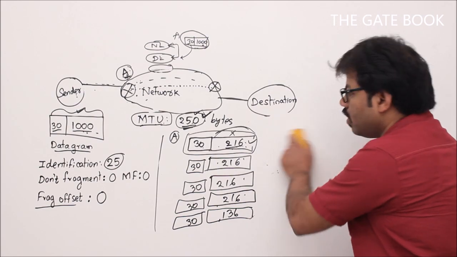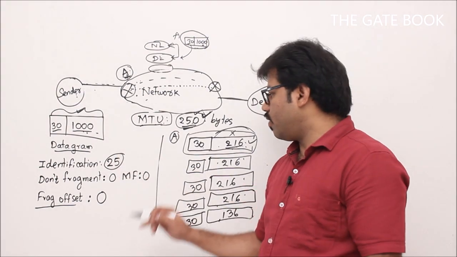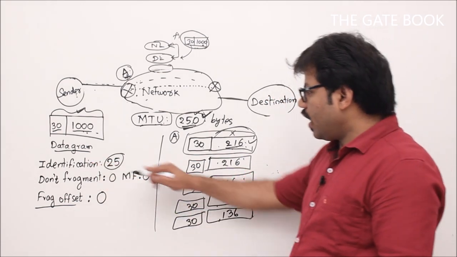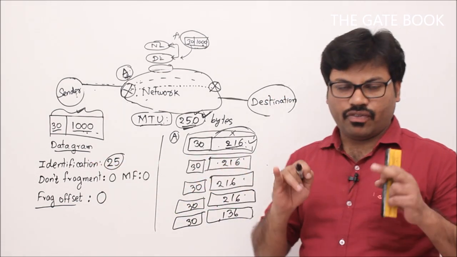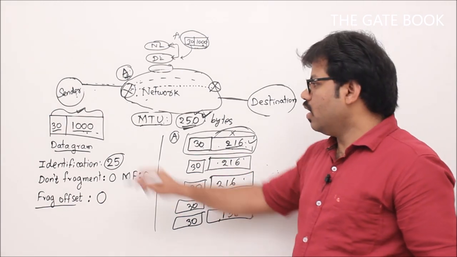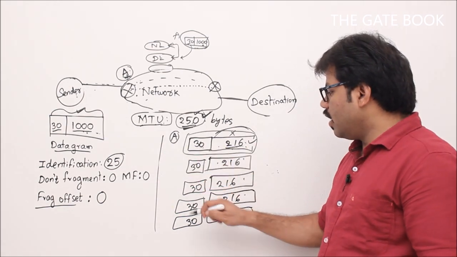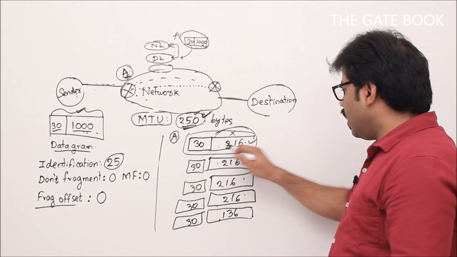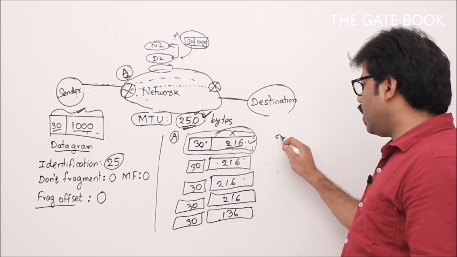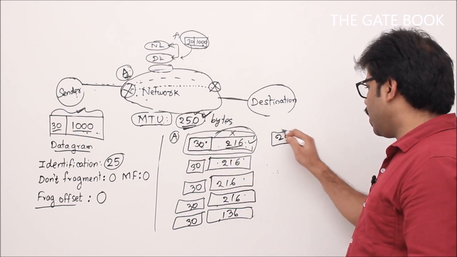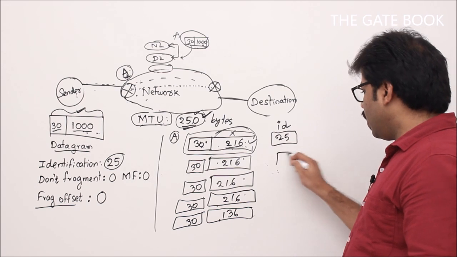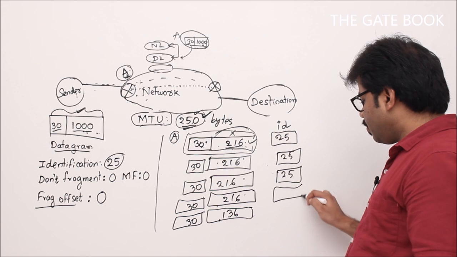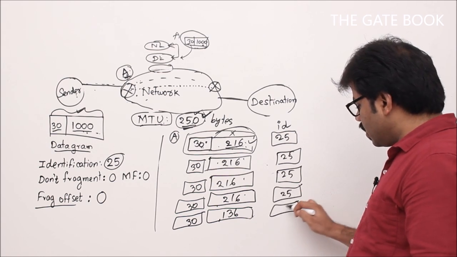Now we will see these fields for every fragment. First of all, focus on only one fragment. What is the identification number? The identification number uniquely represents a datagram. This datagram is divided into these many parts. Every fragment of the datagram should carry the same identification number. That's why in this header we are going to write identification number as 25. Remember it, ID 25. Here also 25, because all are part of the same datagram. In that way we uniquely represent them.